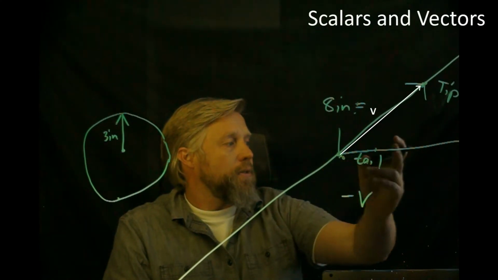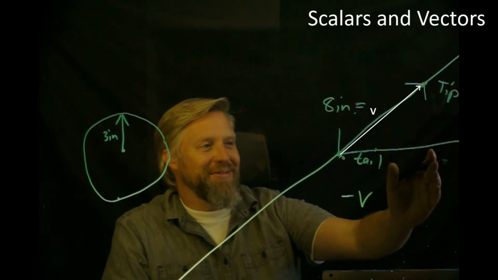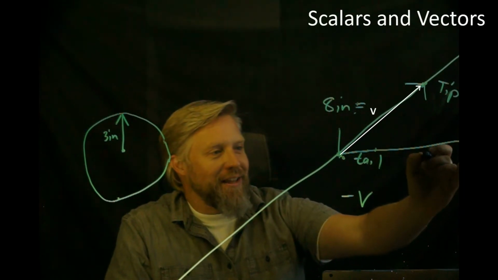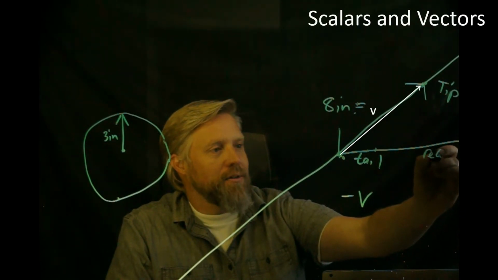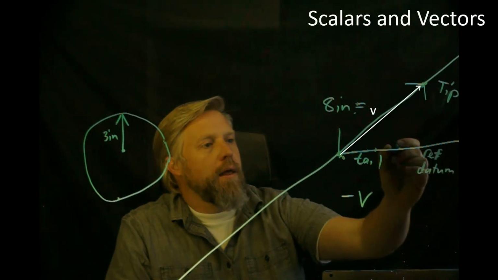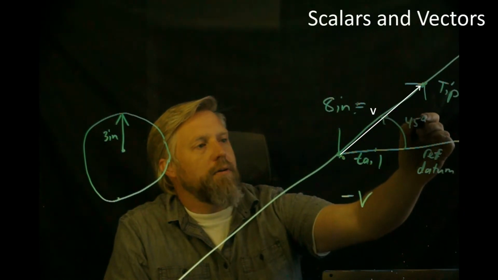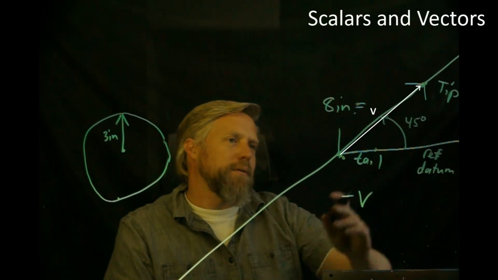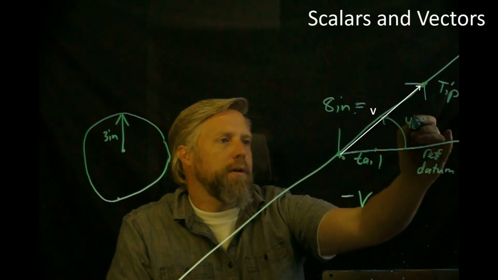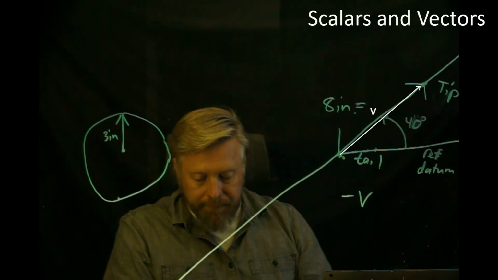I randomly chose this reference line. I meant for it to look horizontal. It doesn't really, that's okay. This is our reference line. This is a reference line, sometimes called a datum. And there's an angle from that. This is called our orientation. This one would be roughly 45 degrees. Looks more like 40 degrees. Okay, so that's called orientation.